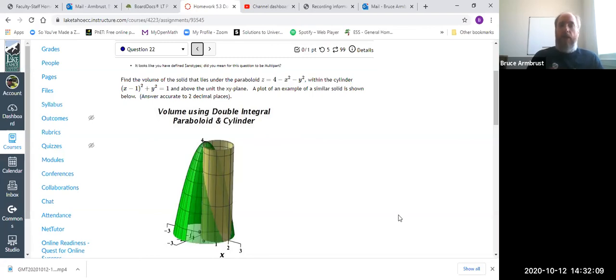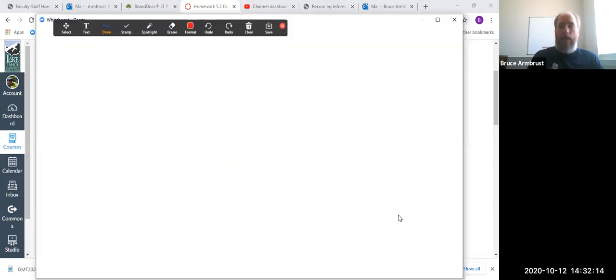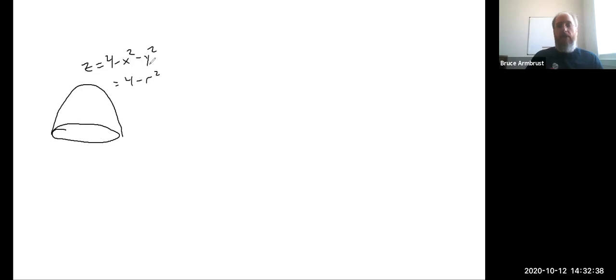So here's how I approach this problem. I draw two pictures. The first one is the surface. So my surface is a paraboloid, and it looks like that. And this was given by 4 minus x squared minus y squared, which in polar is 4 minus r squared. If you substitute in r cosine theta or r sine theta, you'll get 4 minus r squared.